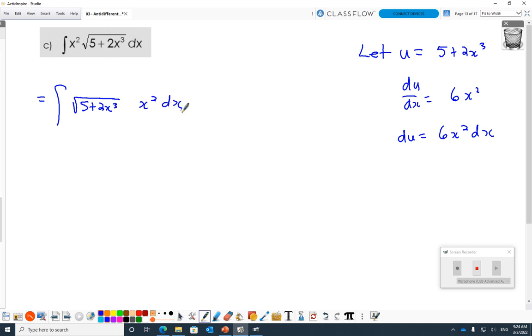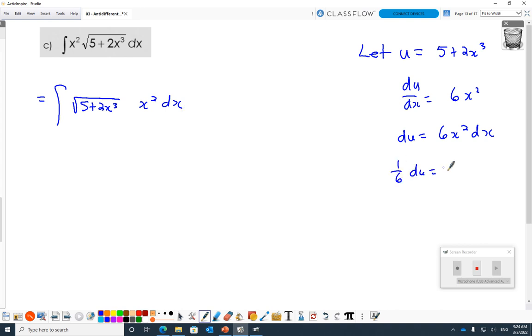Here's the way my brain is thinking. I've got this square root thingy that I'm not too worried about, because I just let the inside equal u, so that's going to be nice. And then I have to deal with x squared dx. So I go back over here and ask, what I really want is x squared dx. This is 6x squared dx, which isn't what I want. So I'm going to isolate the x squared dx.